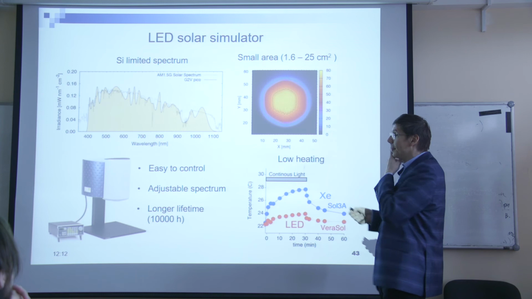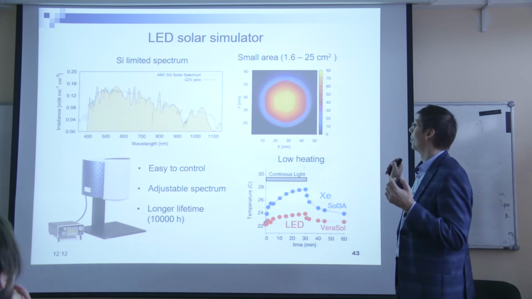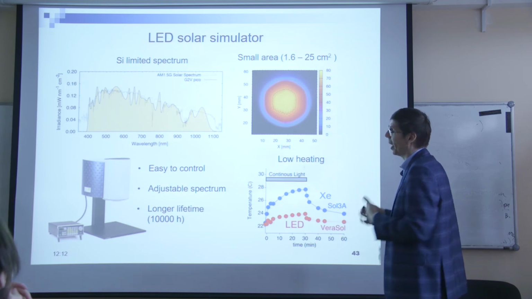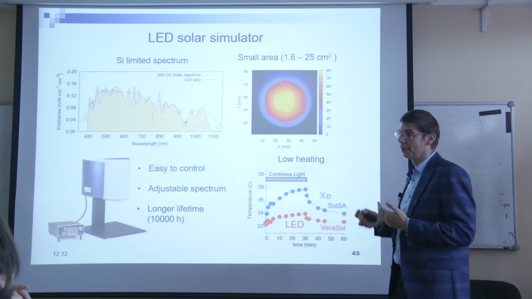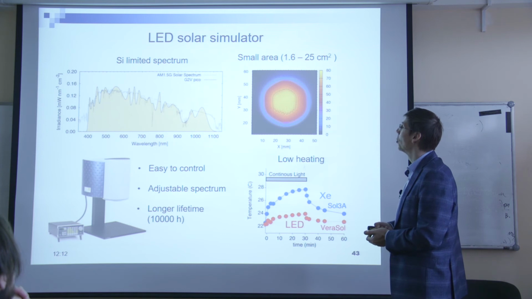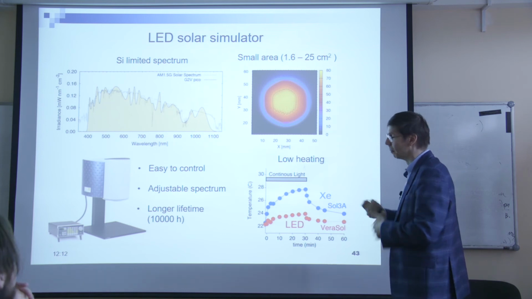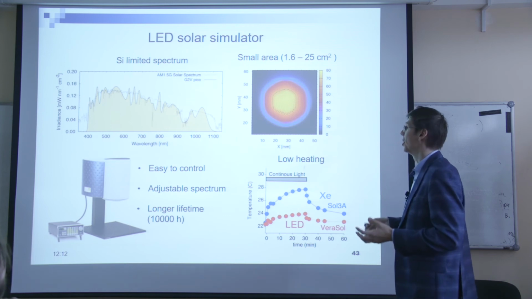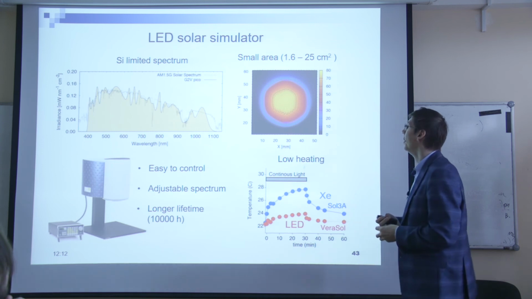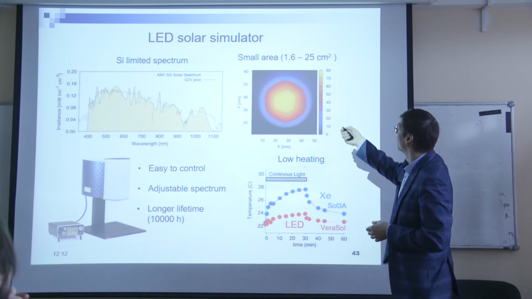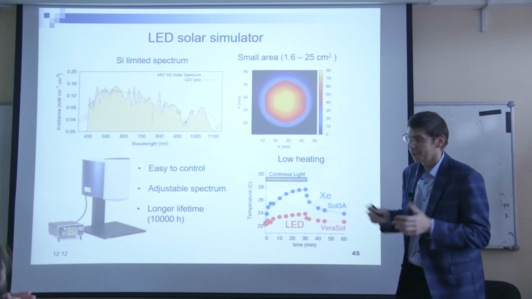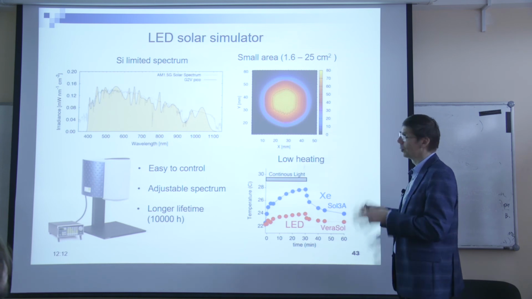But there is another thing. It's uniformity, because it's some kind of multi-source solar simulator, and the main problem is that it's not so easy to get a nice spatial distribution. Here is some example. It's not this one, but some other simulator. But you can see the area here, for example, it's only even less than 2 square centimeters.